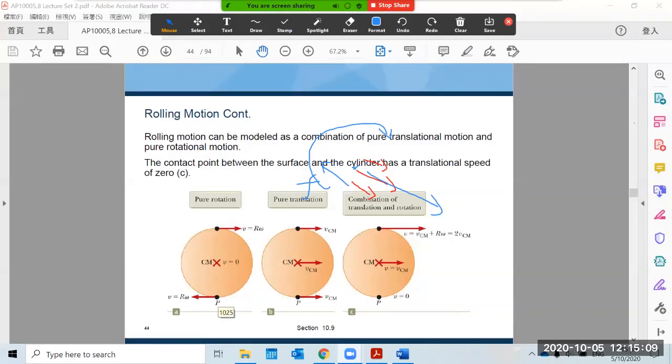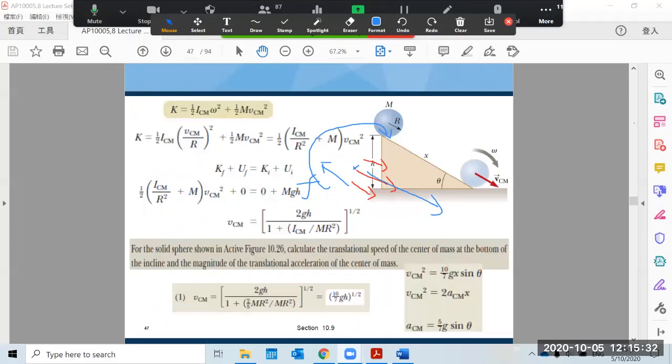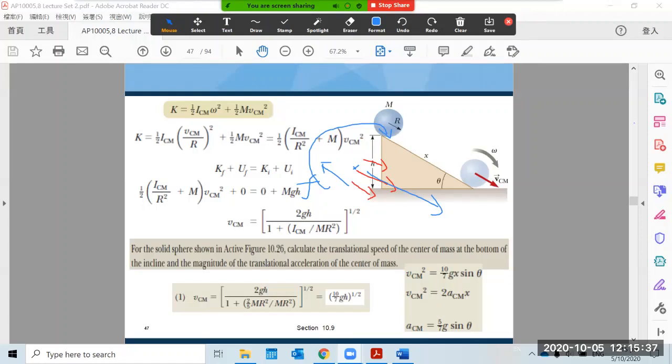When can it roll with constant velocity? Okay, one by one. It would not, because it is under a constant acceleration. It would not be rolling with constant velocity. For example, I show it here. This is a constantly accelerating object with the center of mass accelerating with this value. So it would not be a constant velocity motion.